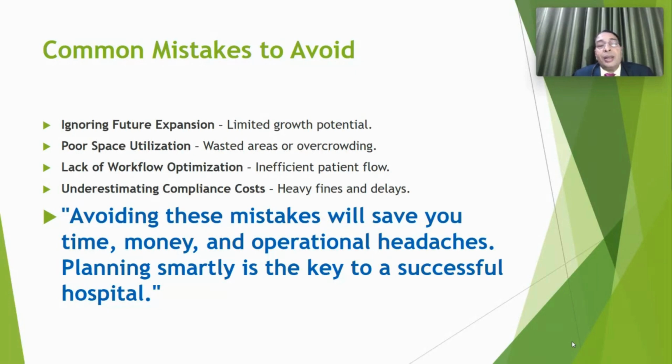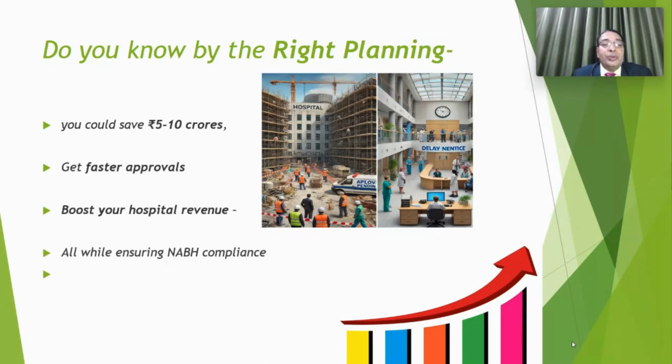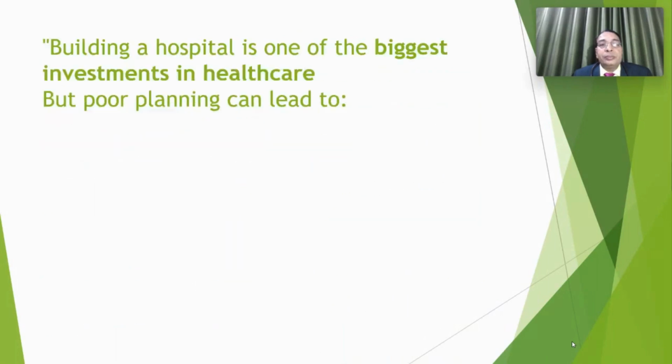Avoiding these mistakes will save your time and money, because if you save 6 months, you may add crores to your revenue. If you delay by 6 months, you may lose potential revenue of at least 1 to 2 crore in a 50 to 100 bedded hospital, and it will increase your operational headache because you have invested your money, you are paying your EMI, your expenses are going on, but you are not getting money due to the delay in the project. So you should start your hospital as soon as possible.